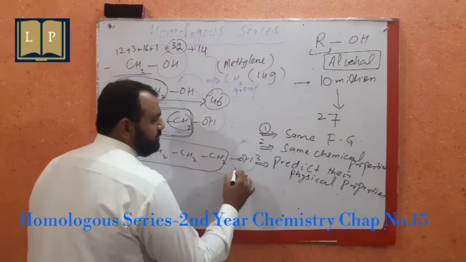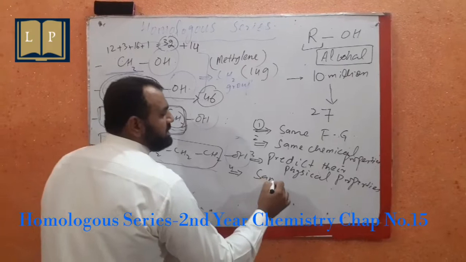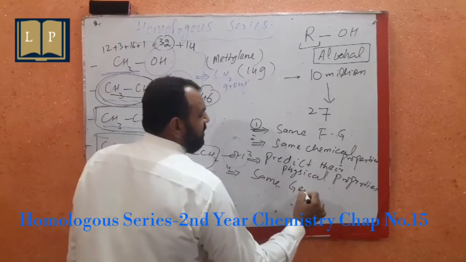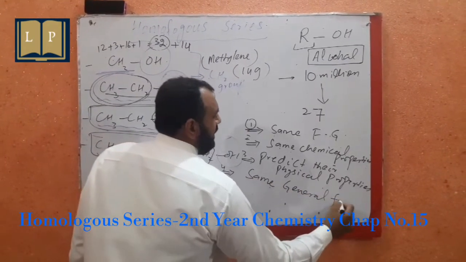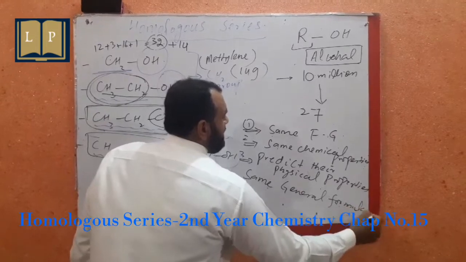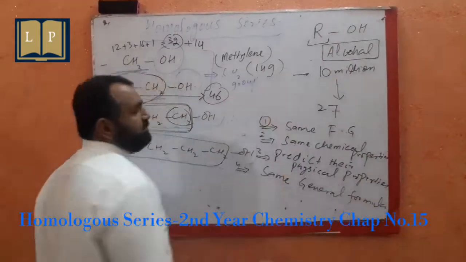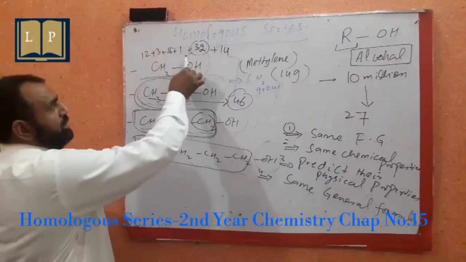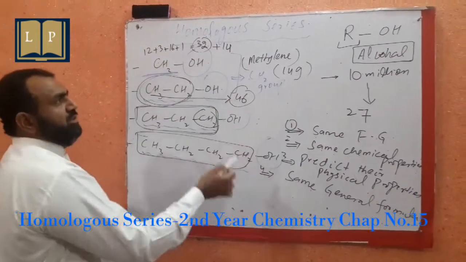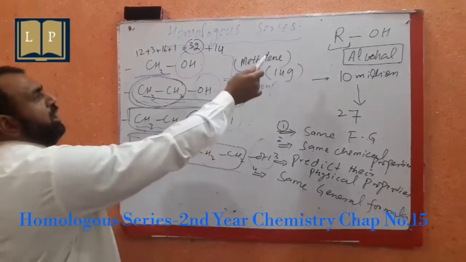Number four, they have the same general formula. For example, we have written the alcohol family over here. So all the alcohols are represented by the general formula ROH. Now the R group varies.